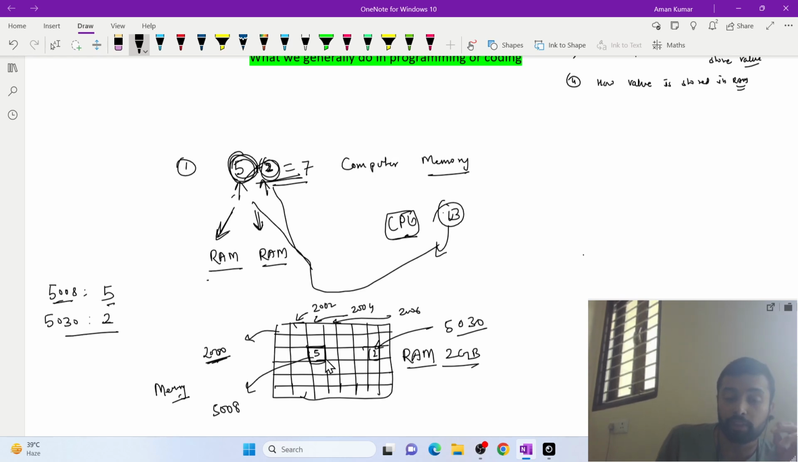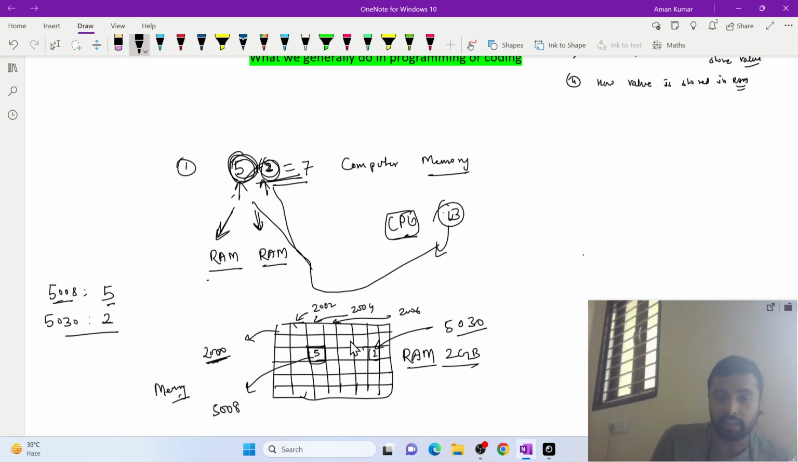Okay, and it will perform the operation. The memory in the computer actually stores the address of this 5 and 2, and whenever they request to do an operation, they fetch the value at the memory location and then do the operation. How exactly that operation happens, you don't need to understand. The main point here is how a value is stored in the RAM or in the memory. That is the main goal.